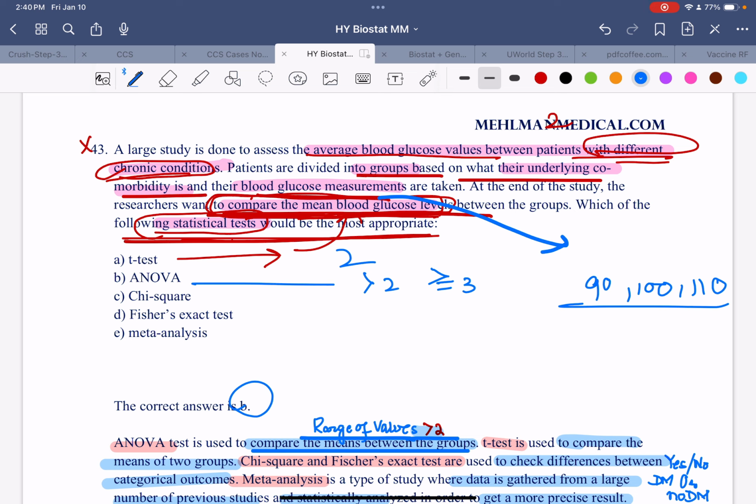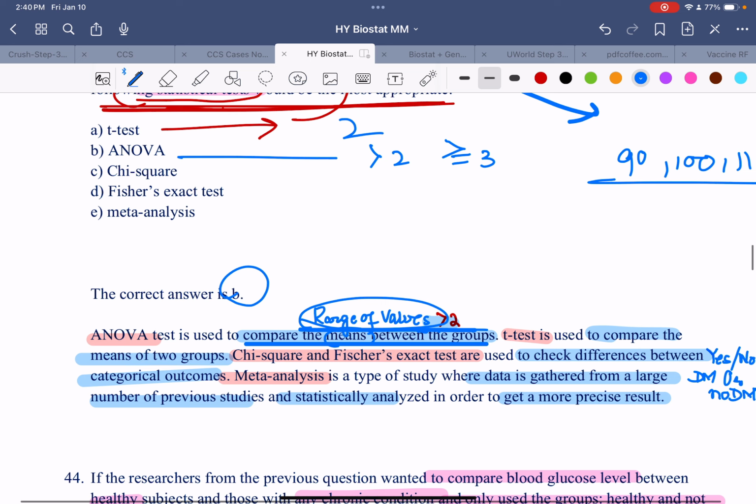So whenever we have to compare the mean of this numerical data, or a range of values, for greater than two groups, that's ANOVA. But if we have to compare the mean of just two groups, if they said that there are just two chronic conditions like hypertension and suppose RA, right, then it would be t-test.